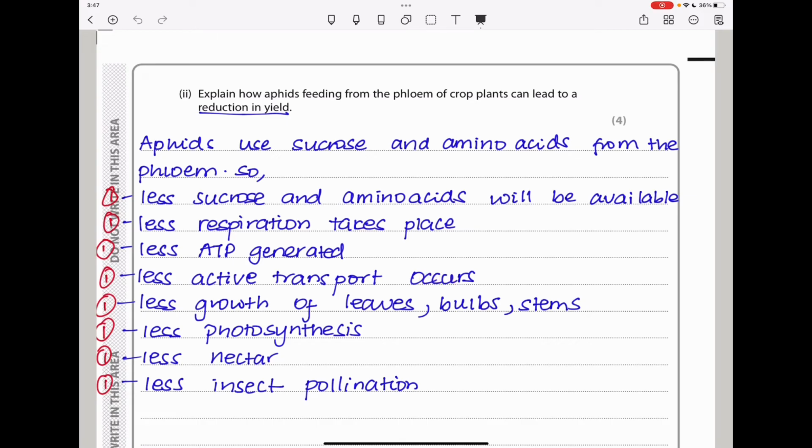So active transport requires energy. There will also be less growth of leaves, bulbs, and stems. These require proteins. So amino acids are removed or they're decreased, so there will be less proteins made.